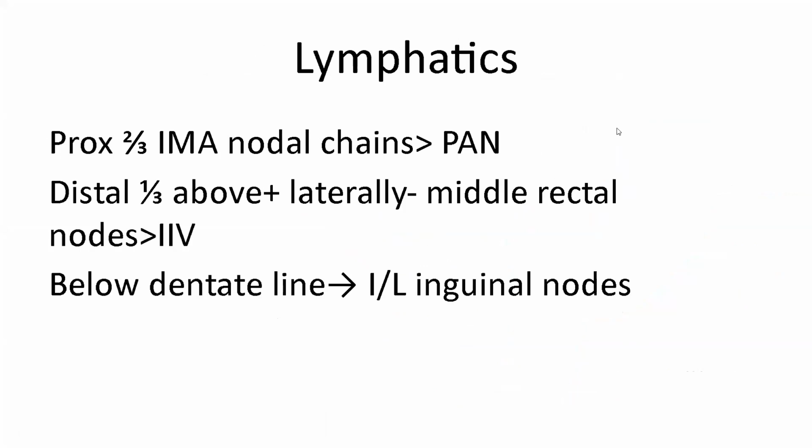Coming to the lymphatics, again for the proximal 2/3 of the rectum, the IMA nodal chains are draining, and these drain into the pararectal nodes, whereas the distal 1/3 drains into the IMA nodal chains, again into the pararectal nodes, or laterally into the middle rectal nodes, then into the internal iliac nodes. Below the dentate line, like I told earlier, this goes into the ipsilateral inguinal nodes.